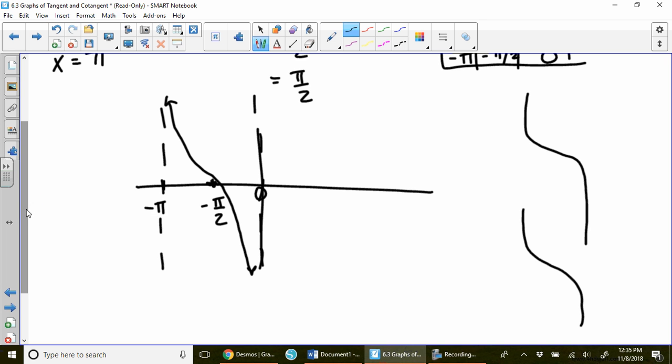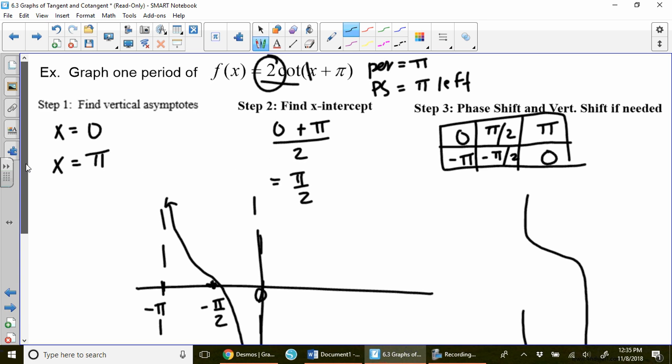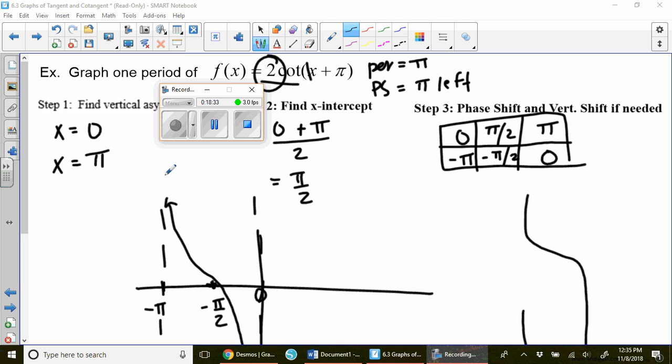So, I want you guys to now attempt your homework, which is page 277, 2 through 8 even. Find the vertical asymptotes, find the x-intercepts. I think this is a decently straightforward process to follow. If you have any questions, feel free to ask me on Monday, okay?